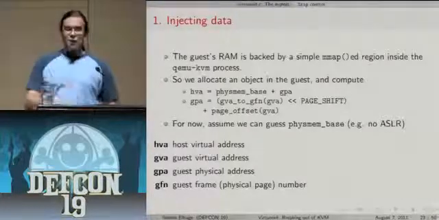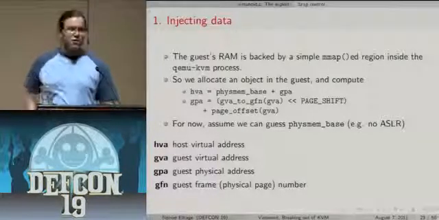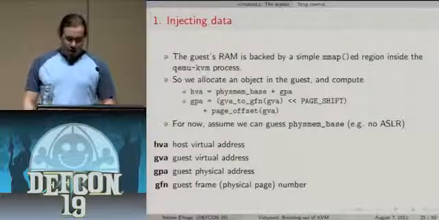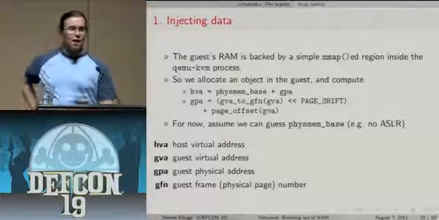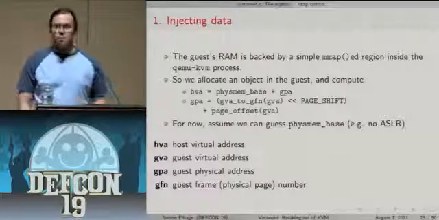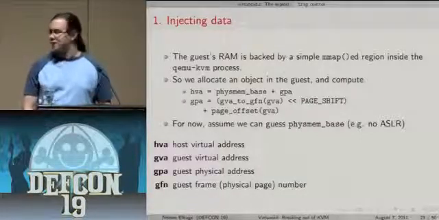And then we just add that to the base address of the mmap in the host process, and we've found that object. For now, we're going to assume that we know the base address of that mmap, because this base address is predictable, assuming no ASLR. And again, we'll talk about how to get by that assumption later.